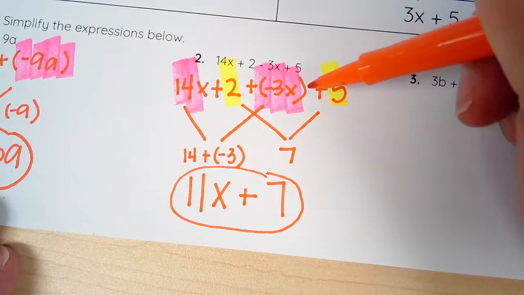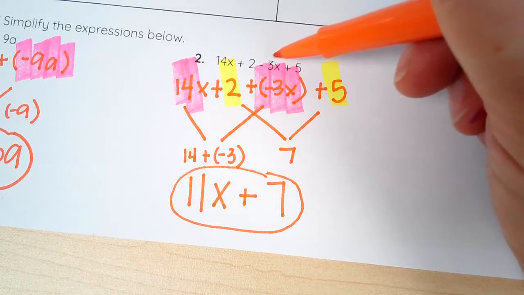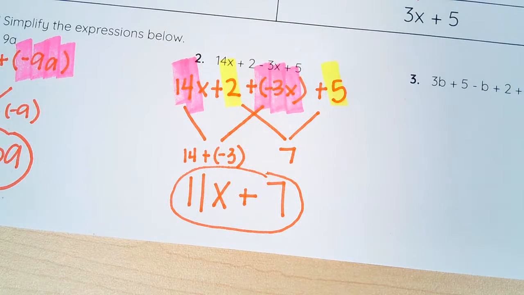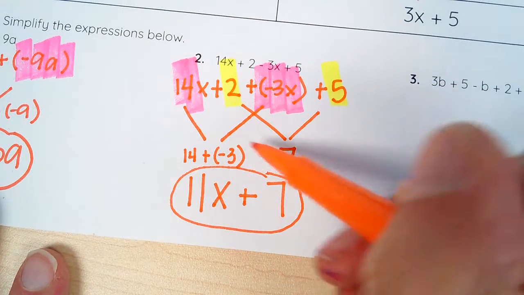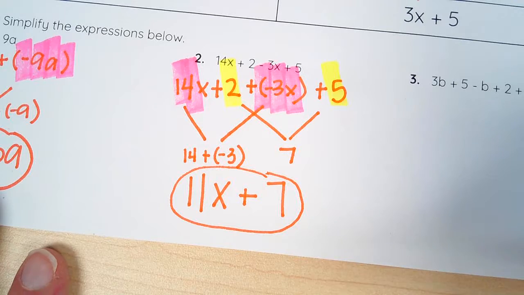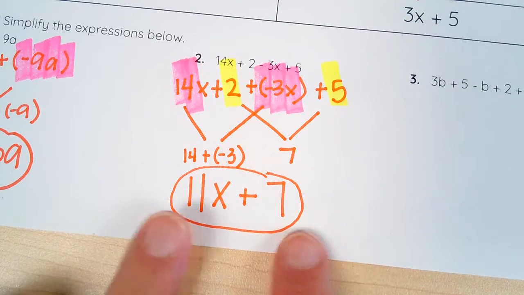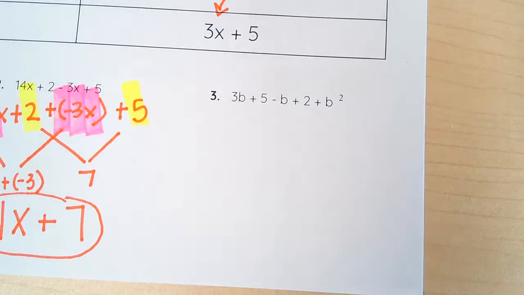Now this is equivalent to this one up here. 14x plus 2 minus 3x plus 5 is equivalent to 11x plus 7. They have the same values, but this one is obviously an expanded version. This is more simple. We want this more simplified version, but I cannot combine any further because the terms do not match. We've got one more example to try together here.